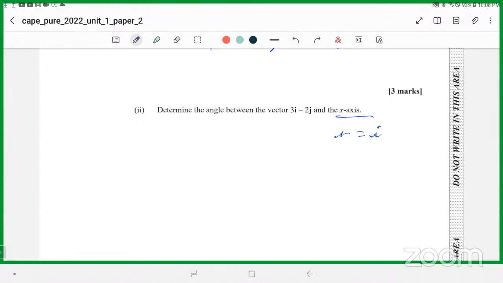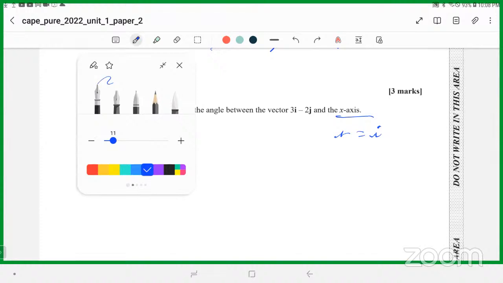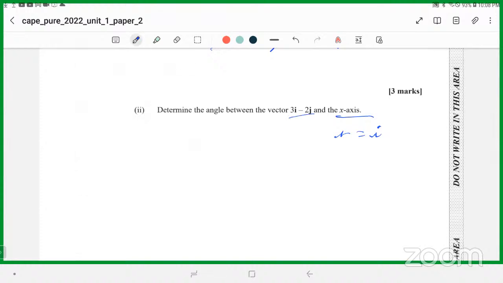If I write them as column vectors, I'm going to call them vectors. I'm going to call this vector V. So V equals 3, minus 2, 0.